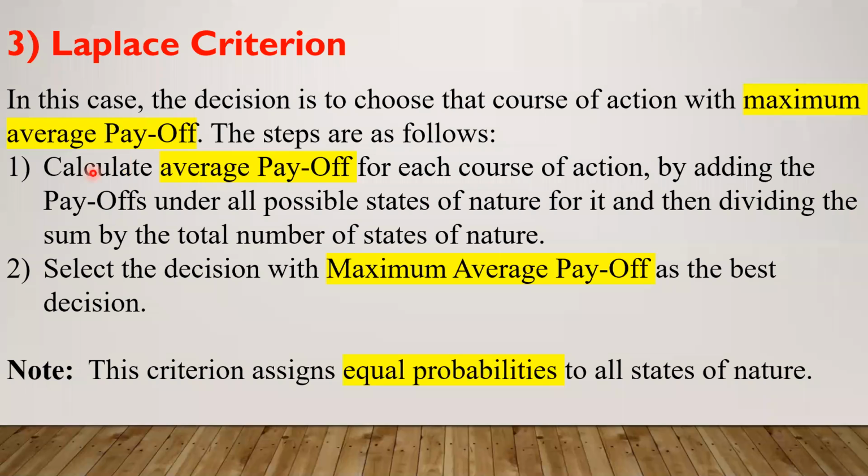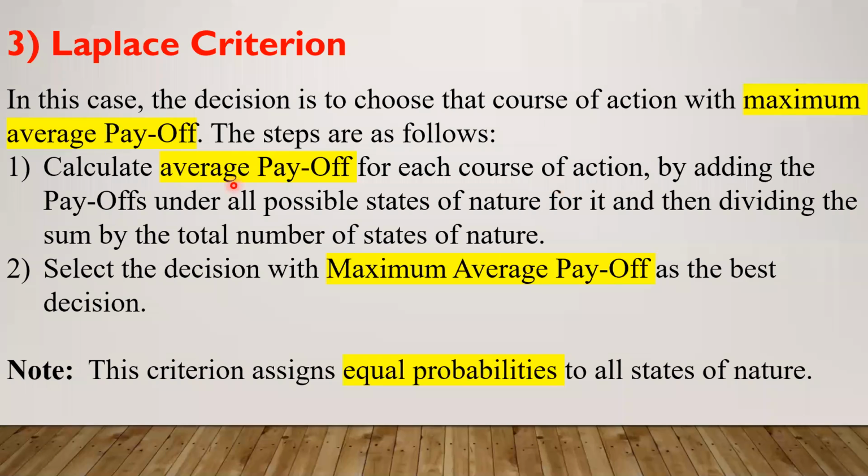What does he do? Calculate the average payoff for each course of action. सभी course of action के लिए average निकालता है by adding the payoffs under all possible states of nature and then dividing the sum by the total number of states of nature. That is how we find the average, ना? क्या करते हैं हम average के लिए? You add all the values and divide by the total number. That is what I have written here.